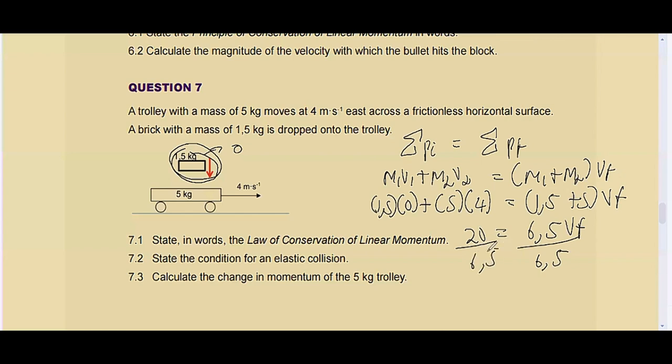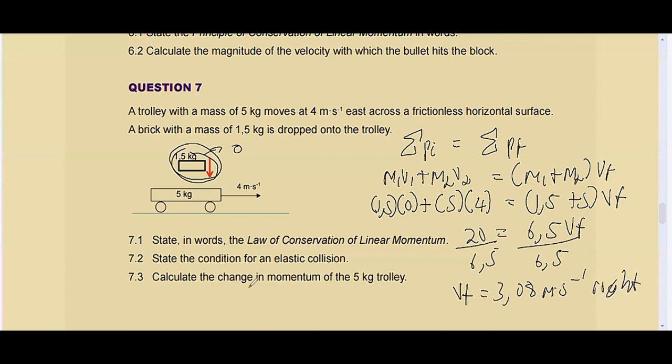We have 20 divided by 6.5. This gives us a value of 3.08 meters per second, rounded off to 2 decimal places. Then where is it going? It's going to the right.